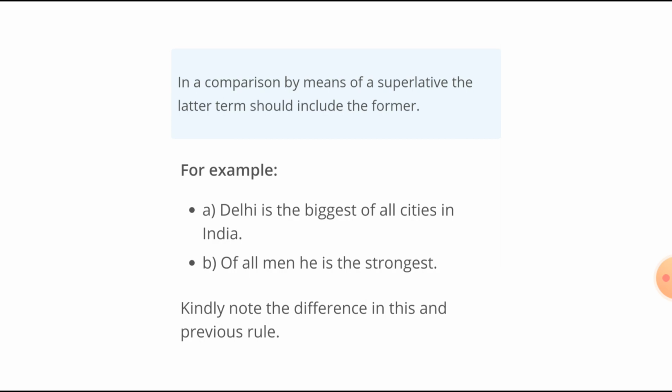In a comparison by means of a superlative, the latter term should include the former. For example, Delhi is the biggest of all cities in India. Of all men, he is the strongest. Kindly note the difference in this and previous rule so that you may get a clear-cut concept about the use of these rules.